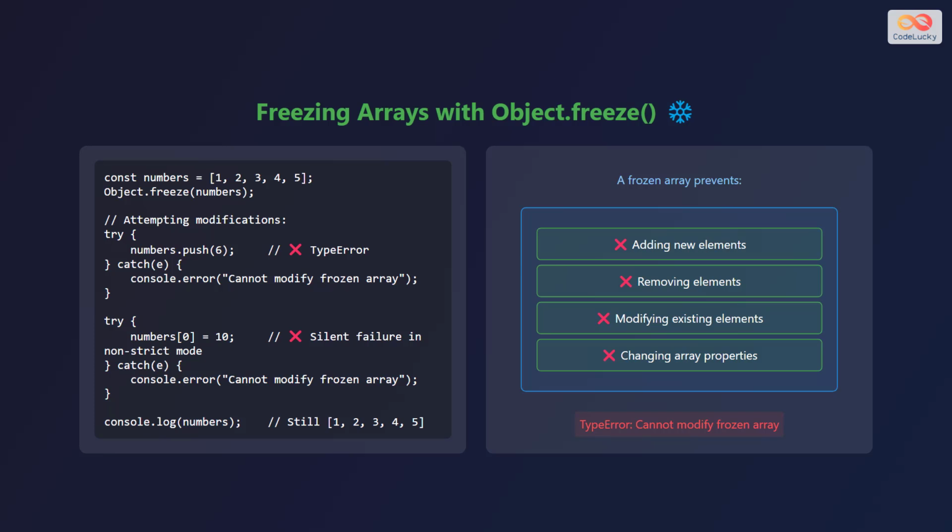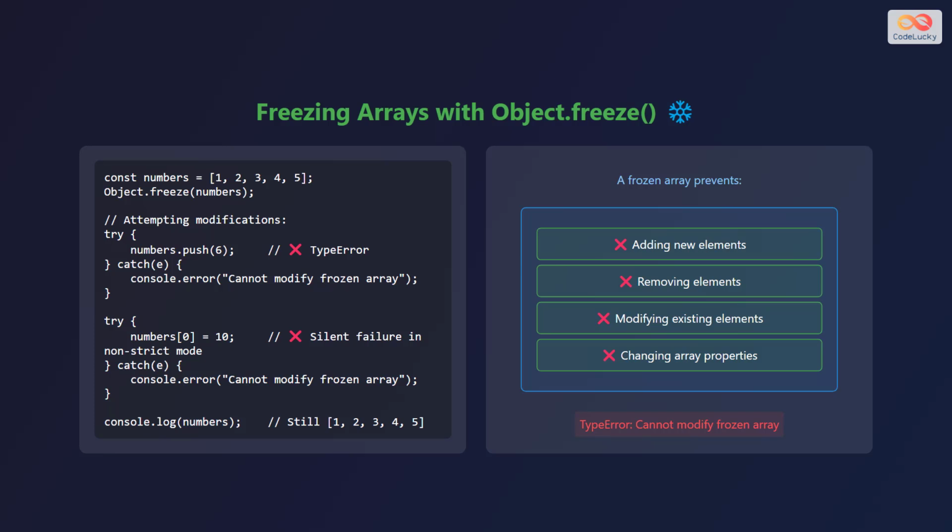Now let's talk about freezing arrays using the Object.freeze method. If you want to make sure that your array is truly immutable, meaning it cannot be changed, you can use Object.freeze. When an array is frozen, it prevents any modifications. You cannot add new elements using push, remove existing elements, or change the value of the existing elements.